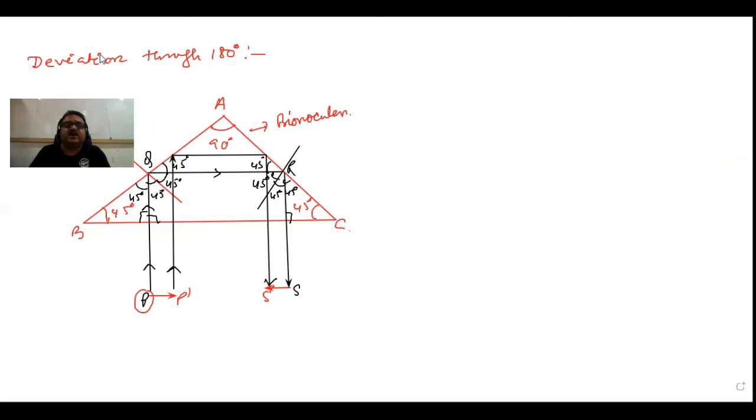Now, I am going to show you how to erect an inverted image. Correct? Clear? Now watch it. With the help of the same right angle prism, I will do this. Okay, watch it carefully again.